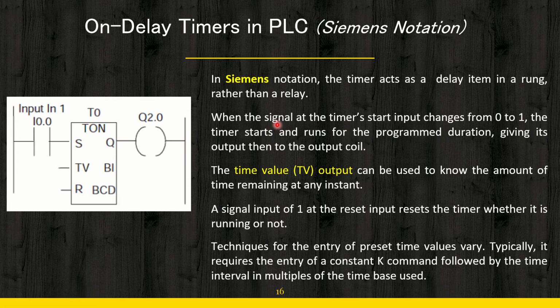Now you see, when the signal at the timer's start input, this is the S, that means the start input, changes from 0 to 1, that is the rung condition is true, the timer starts and runs for the programmed duration, giving its output to the output coil.